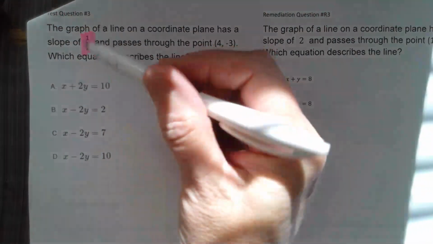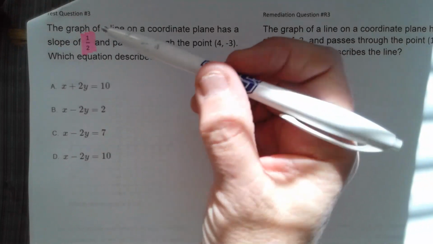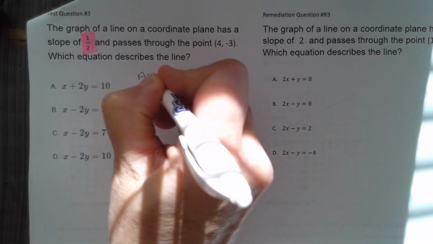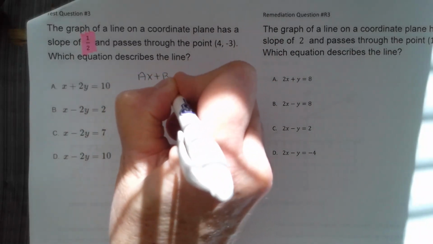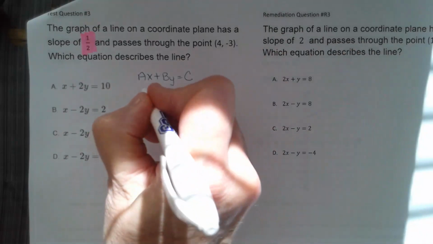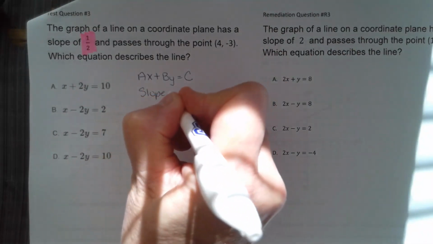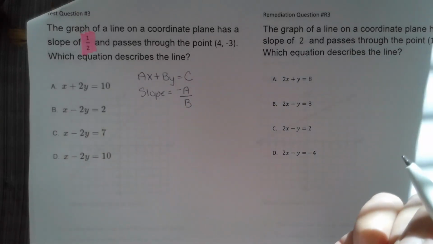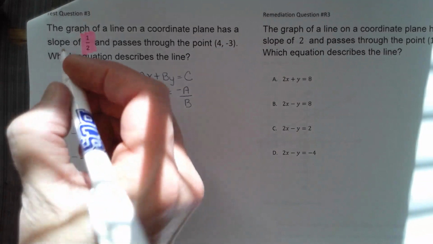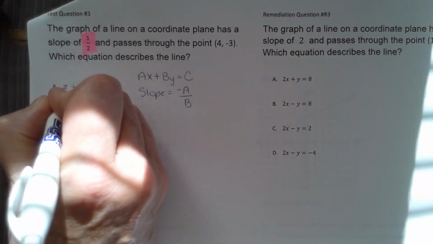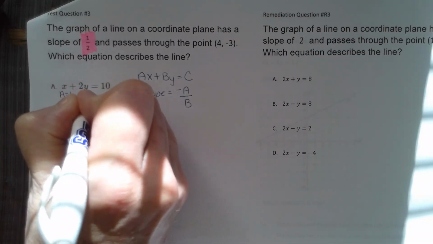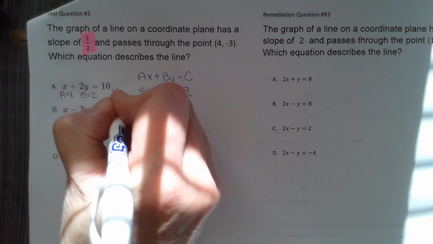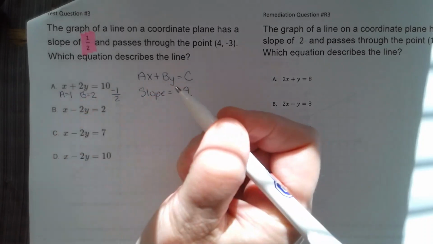So I need to find the slope of each one of these equations. And remember, these are in standard form. They're in Ax plus By equals C form. So we know that the slope is the opposite of A over B. Okay, so I'm going to go ahead and quickly do this. So A here is 1, B here is 2. So the opposite of A is -1 over B, which is 2.